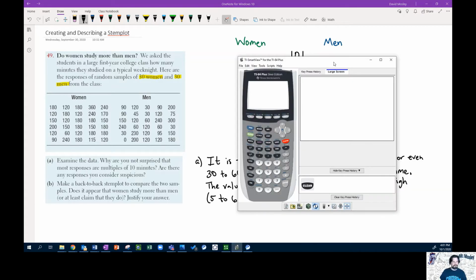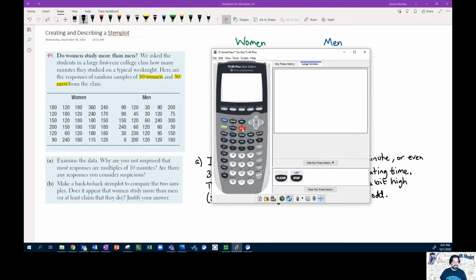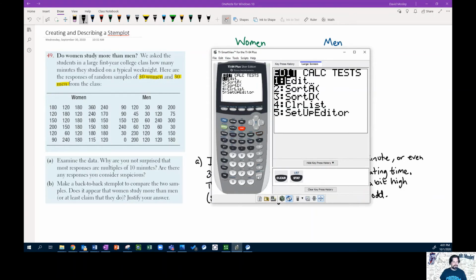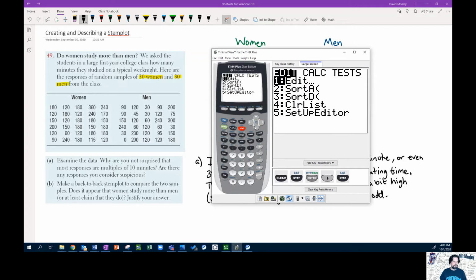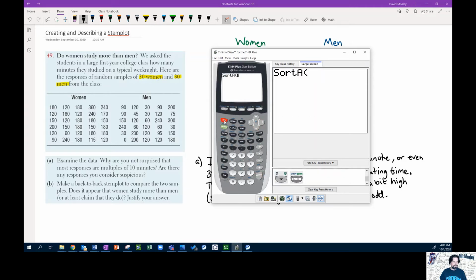So we've got my calculator up here again. We're going to go to Stat. Right here, hit Enter. And list 2 and 3 are my data sets for this example. I've entered in all the data already. So now I need to sort these in ascending order. So I will again go to Stat. Click down 1 and hit Sort. I'm going to sort list 2.